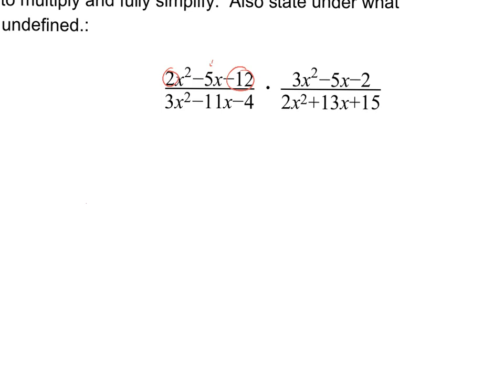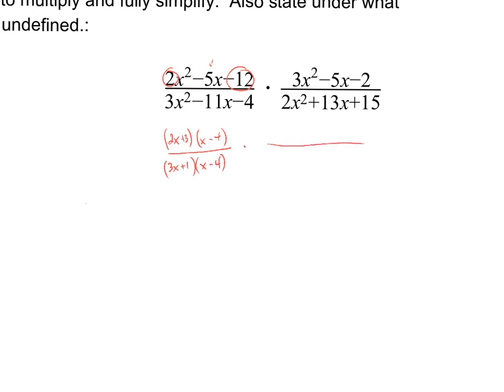I need two numbers that multiply to give me negative 24 and add to give me negative 5. Those two numbers would be negative 8 and positive 3, and if I went through and did the box method, the factors I get would be 2x plus 3 and x minus 4. If I factor the bottom, two numbers that multiply to give negative 12 and add to give negative 11, that would end up factoring into 3x plus 1 and x minus 4.